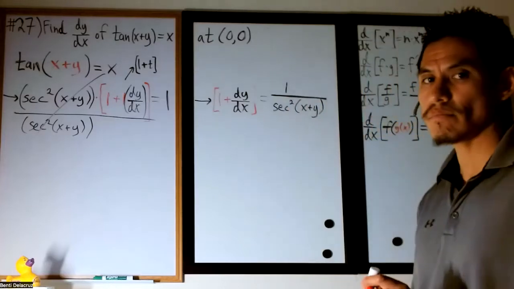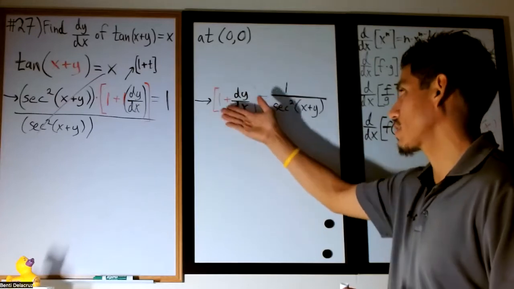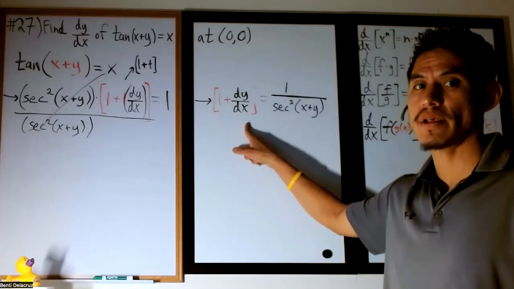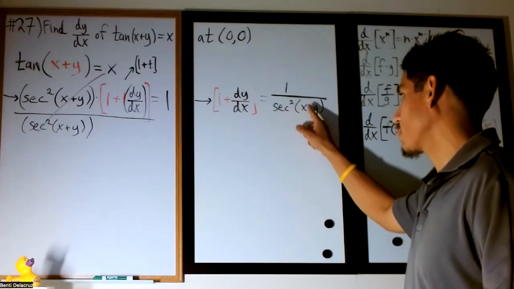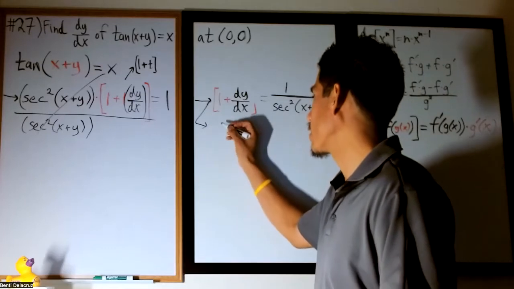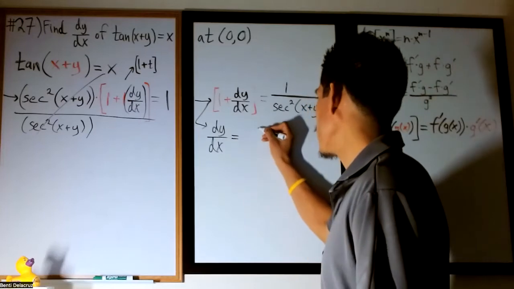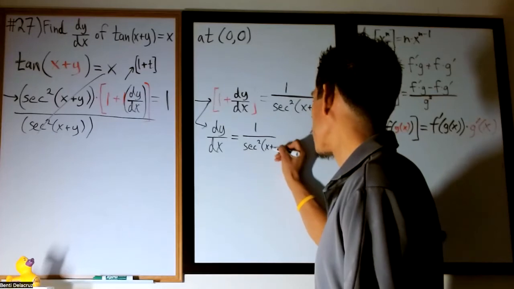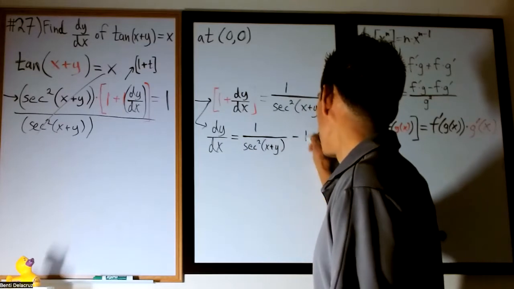Now, from here, we just subtract the 1, because this entire group is not really being multiplied by anything. So we subtract 1 from each side. And then we'll have dy over dx is equal to 1 over secant squared of x plus y, minus 1.